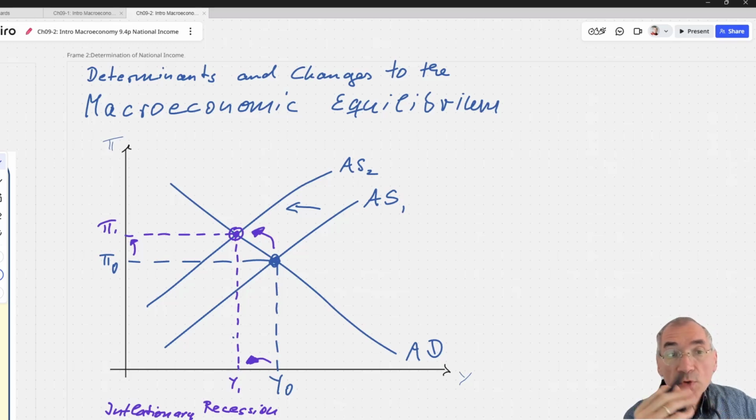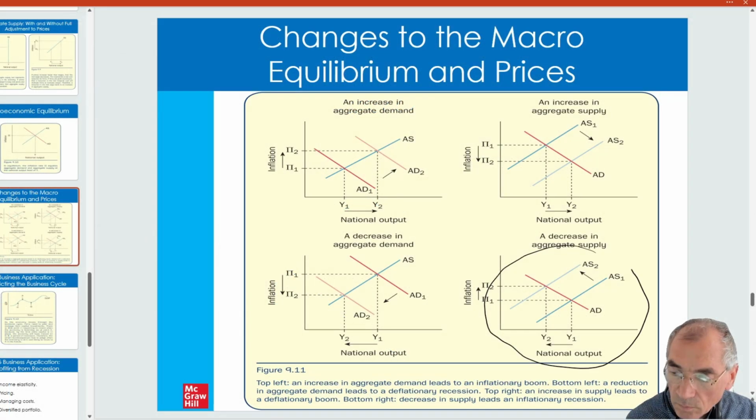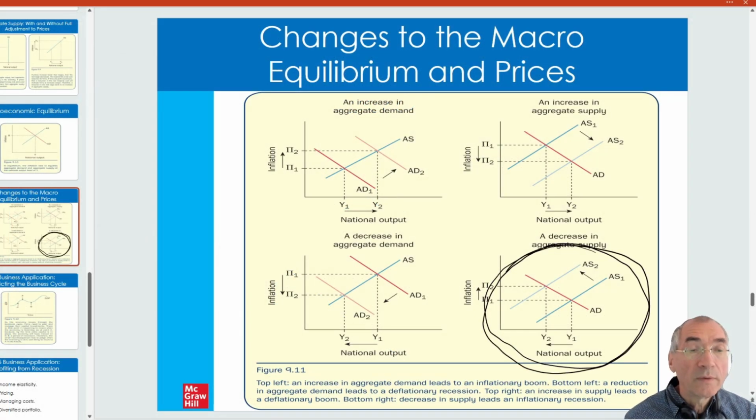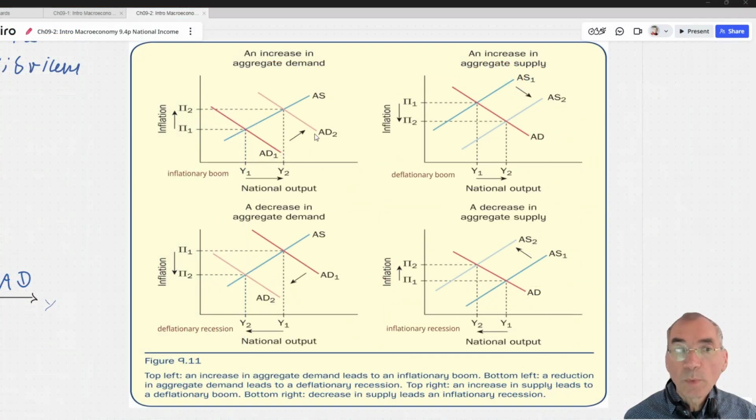And if we check our book and our presentation, we see that 4 situations are sketched. This one being the one that we have been discussing, just with a left shift of the AS curve, and a deflationary recession. So what we observe are these 4 situations: inflationary recession, deflationary recession, inflationary boom, deflationary boom.